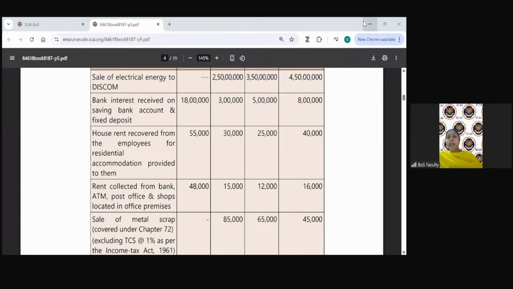Second is sale of metal scrap. Now, sale of metal scrap, we have already discussed at length that yes, it is not covered under reverse charge. The reason also we have discussed that the supplier is registered and recipient is unregistered. For getting included in reverse charge, it should have been the other way around. And the third point is rent collected from bank, ATM, post office, and shops located in office premises.